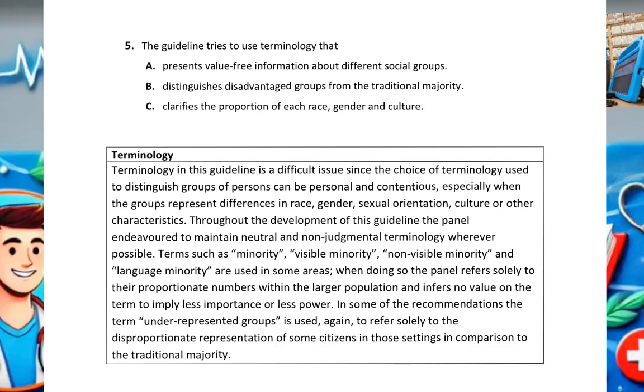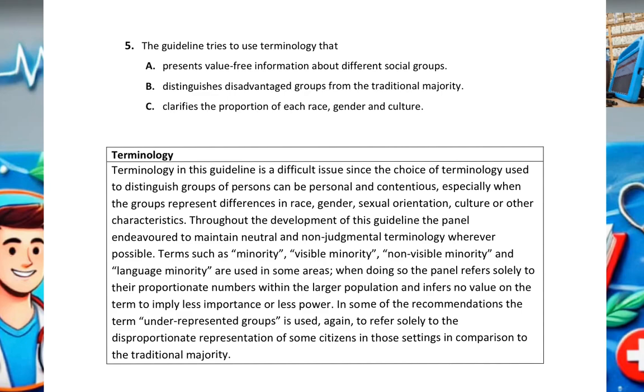Alright, so based on what we just read and how we analyzed, the guideline tries to use terminology that: A. Represents value-free information about different social groups. B. Distinguishes disadvantaged groups from the traditional majority. C. Clarifies the proportion of each race, gender, and culture.